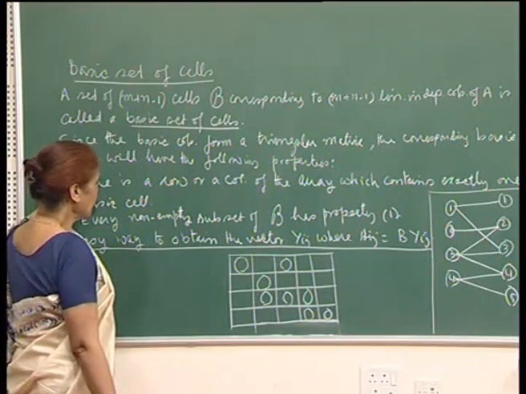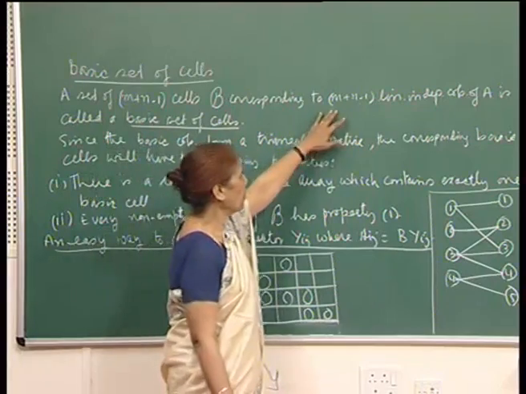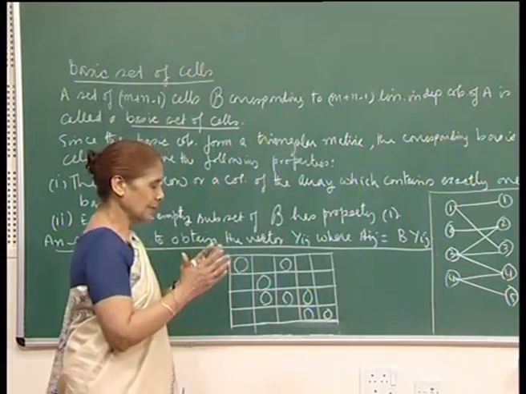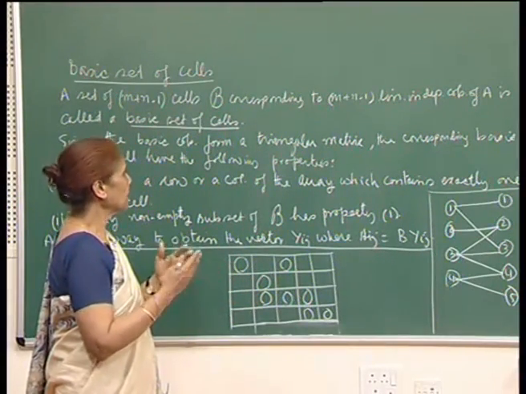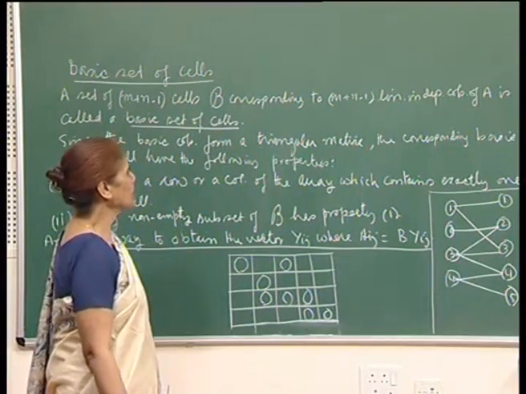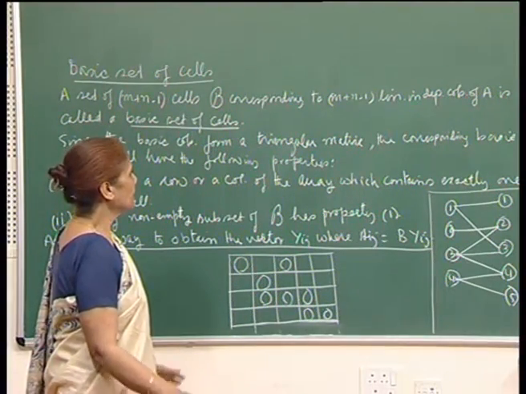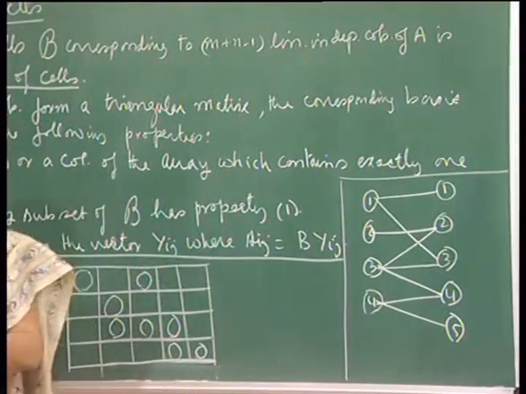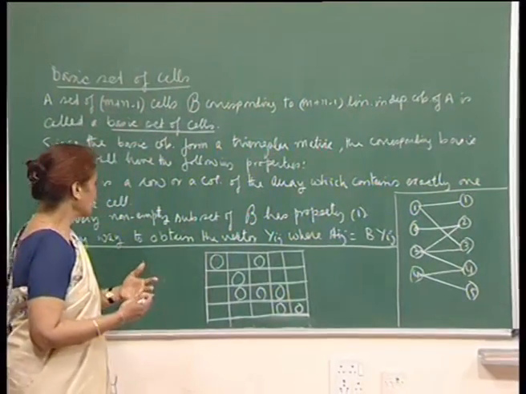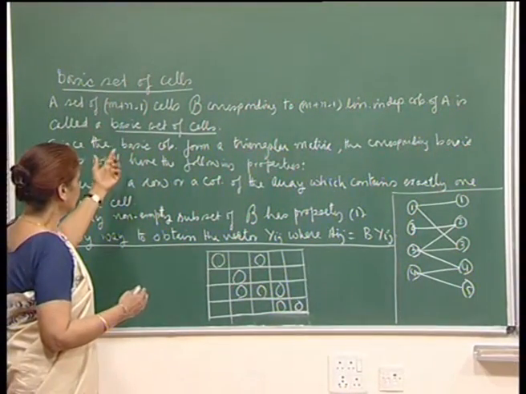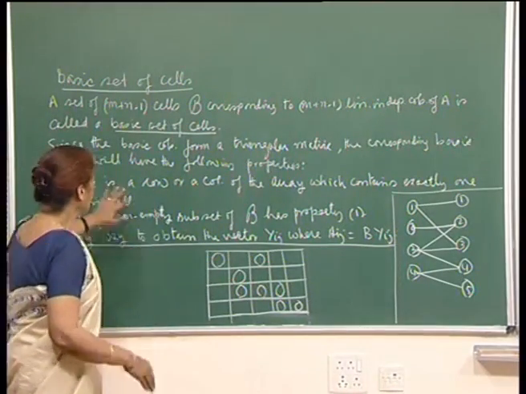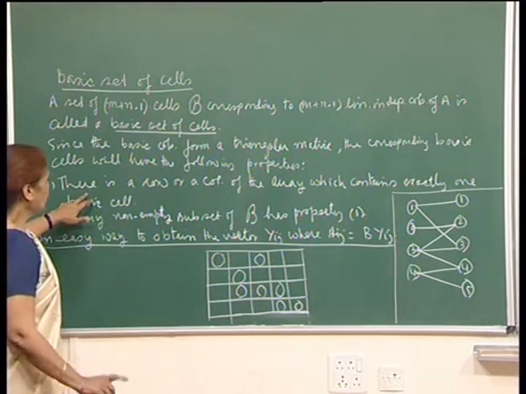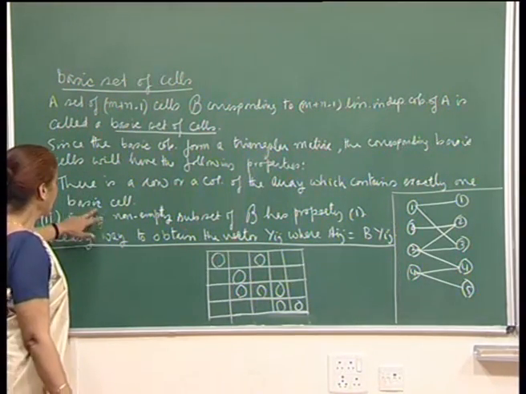Now, what we are saying is that by just interchanging the rows and columns, one kind of transformation you can do, you can show that the set of columns of a basis can be reduced to a triangular matrix. And so, when you translate that property to this basic set of cells, the following property can be seen: there is a row or a column of the array which contains exactly one basic cell.